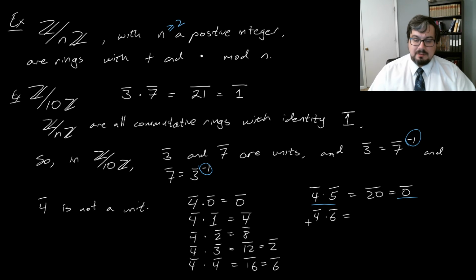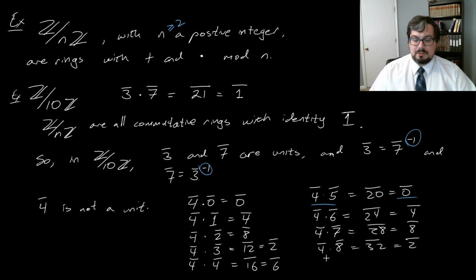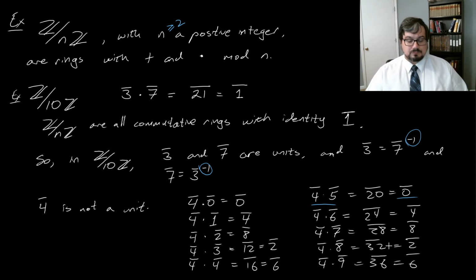But continuing on, 4 bar times 6 bar is 24 bar, which is 4 bar. 4 bar times 7 bar is 28 bar, which is 8 bar. 4 bar times 8 bar is 32 bar, which is 2 bar. And 4 bar times 9 bar is 36 bar, which is 6 bar.